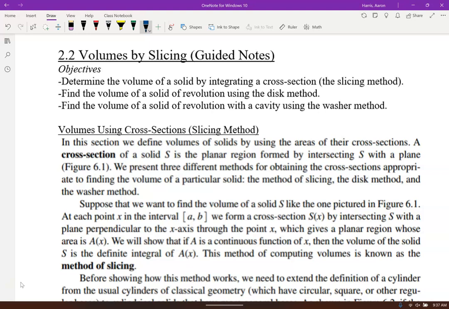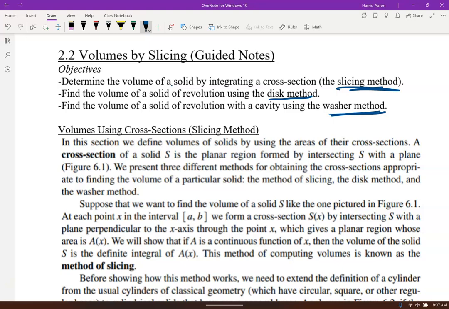Today we'll get into volumes by slicing. We'll do what's called the slicing method first, and then we'll get into an alternate slicing method using solids of revolution. That's called the disc method. The disc method with holes in it is called the washer method. It's a pretty long lesson, so we'll break it up into a couple of different videos.